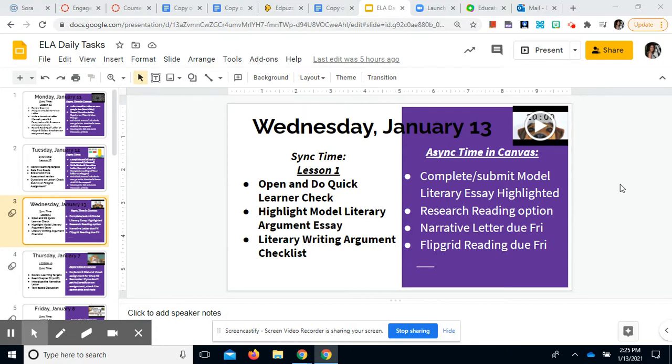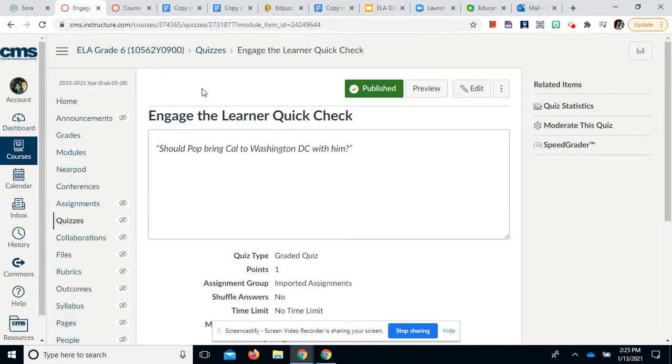There is a research reading option, and then a reminder that the narrative letter and Flipgrid reading that were both assigned on Monday are due on Friday. So let's take a look at this quick check together first.